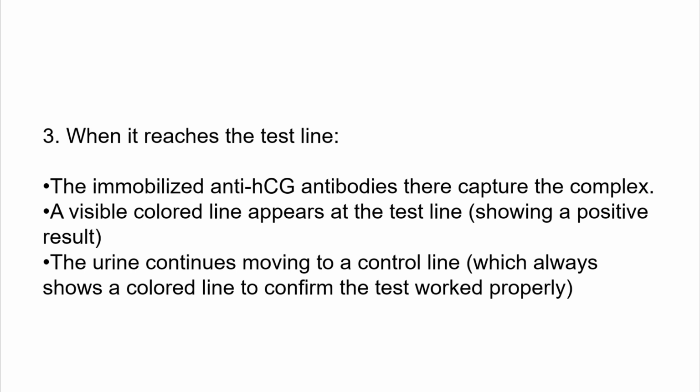So whatever you add, the urine is going to look for the antigen regardless, even if you don't have any HCG, and it's going to show that control line, like with coronavirus. If you take the test, there's always one line that appears, and the second line is the test line. So just a little recap there.